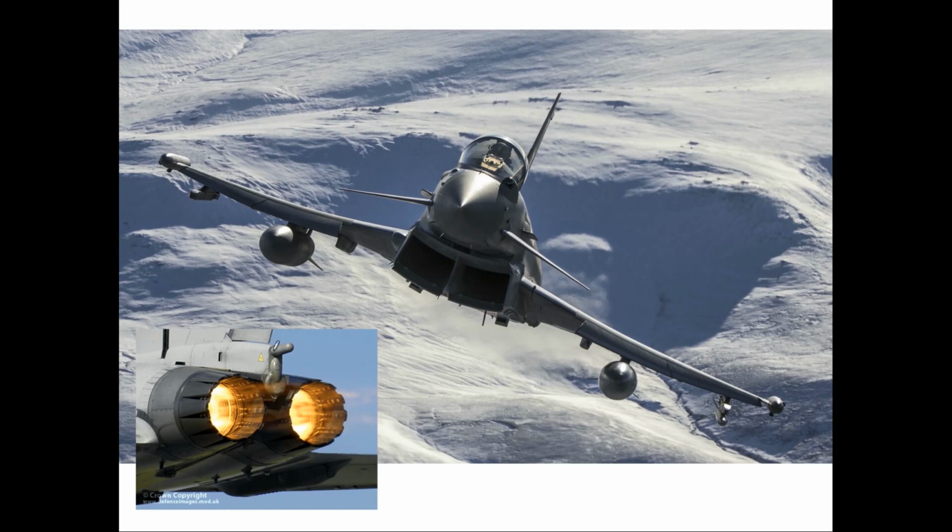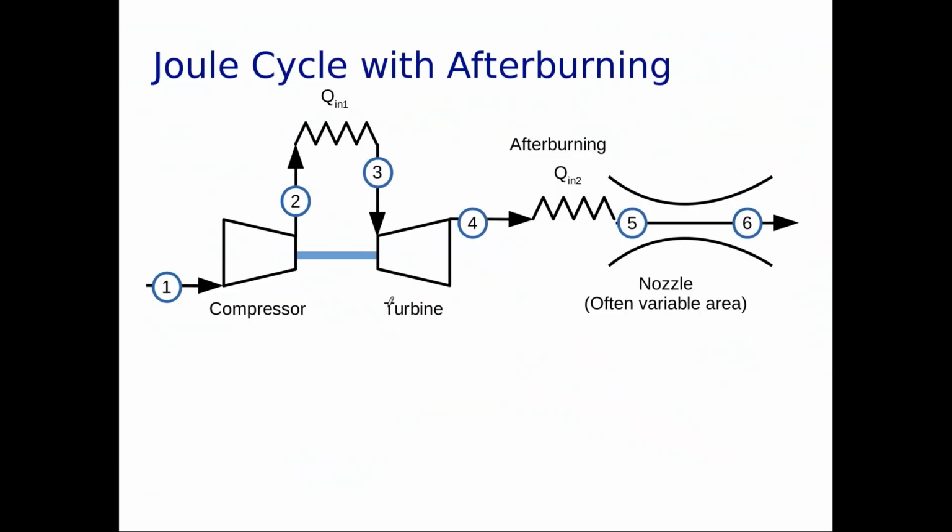The afterburner is quite simple. It's really just a way of injecting fuel into the exhaust and then igniting it. That raises the temperature somewhat. And we can model that turbojet cycle with afterburning with a compressor, a turbine, and a combustion chamber simulator, and we can add in the afterburner as another heat exchanger before we enter the nozzle. And again, with this, we can get reasonable estimates of performance using this Joule cycle.